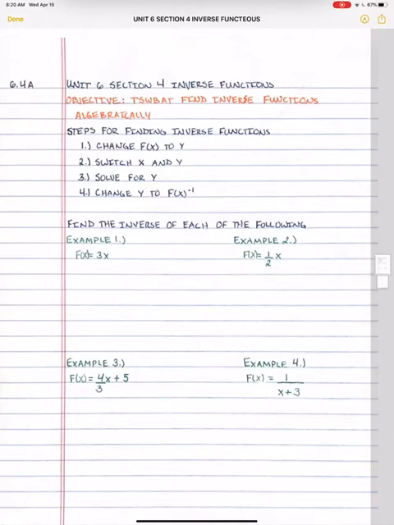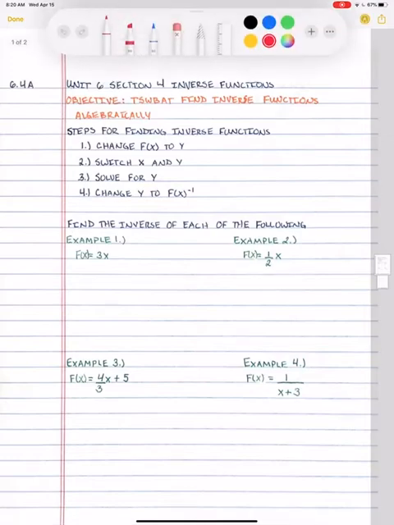There's 4 steps. You change f of x to y. You switch your x and y, so like trade places. Then you solve for y. After you solve for y, you change y to f of x to the negative 1 power. This negative 1 power right here, this means inverse.